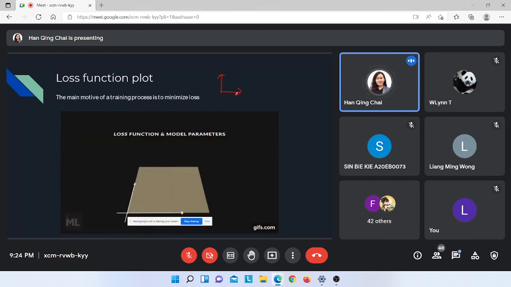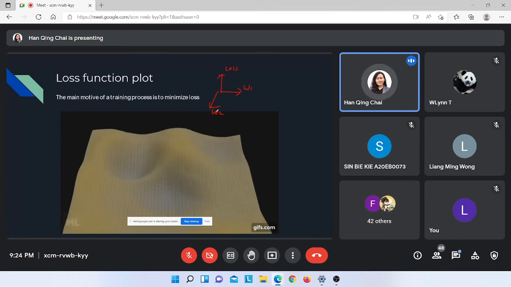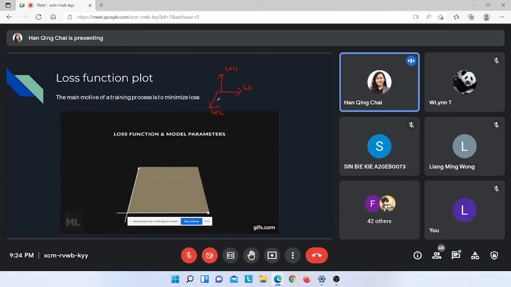So the most important thing is the loss function plot that I showed you earlier. It shows the relationship between the vertical axis, the loss, and the weights, weight one and weight two. These values will adjust and affect the loss values. So, okay, remember this.